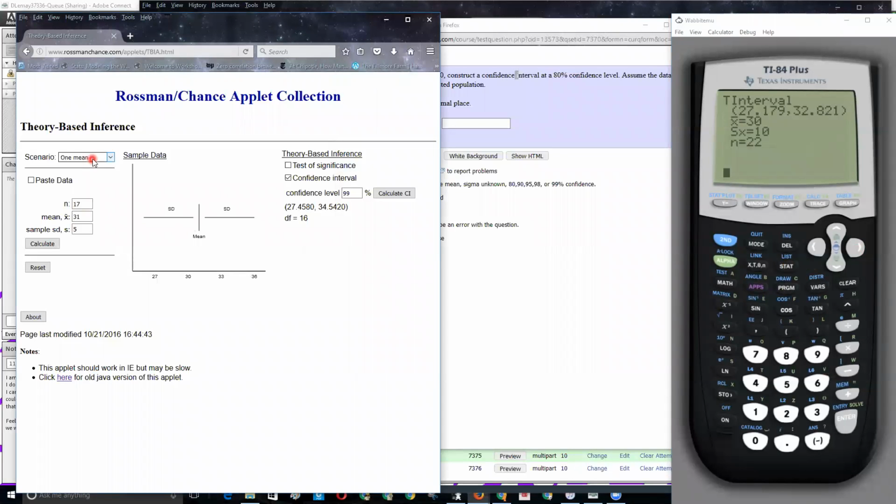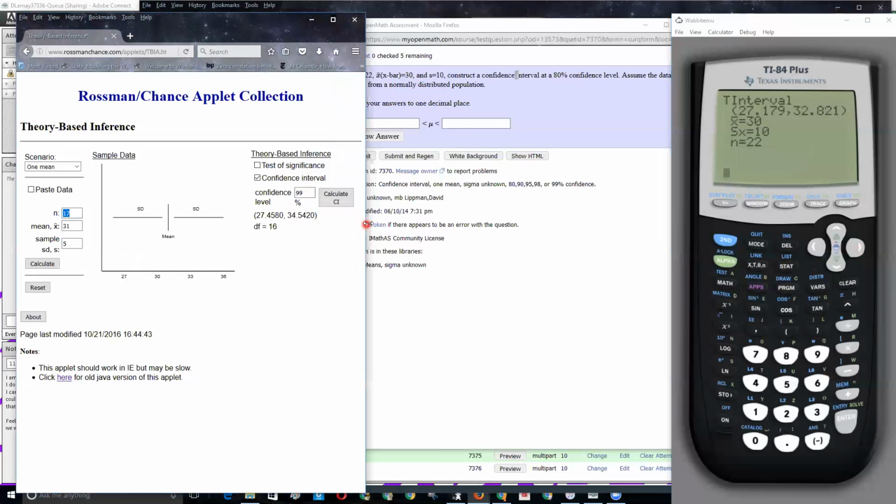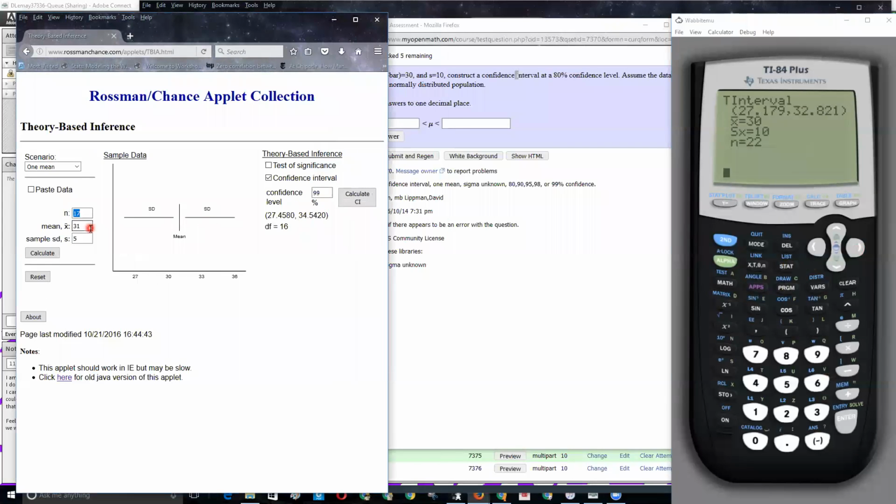Now, if we come over to Grossman Chance and try it there, I'm going to select one mean. I'm going to type in 22 for the sample size. I got 30 for a sample mean. I've got 10 for a sample standard deviation. I'm going to calculate an 80% confidence interval.